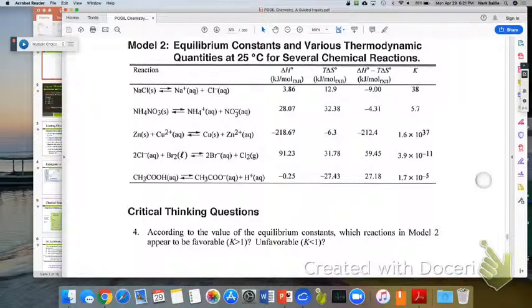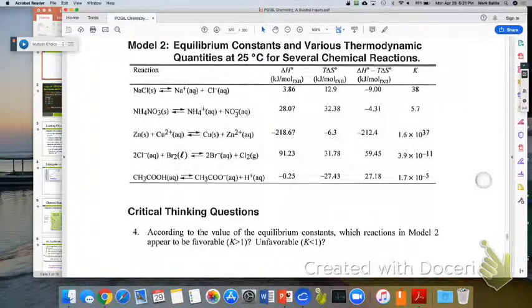If we're just saying specifically product favored, that is favorable in the direction that we're written. The directionality is almost one of the most important things right now, because if we talk about the reaction in the other direction, we're going to have to do a lot of other steps. So which ones are most favorable? K is greater than 1. We have our top 3.